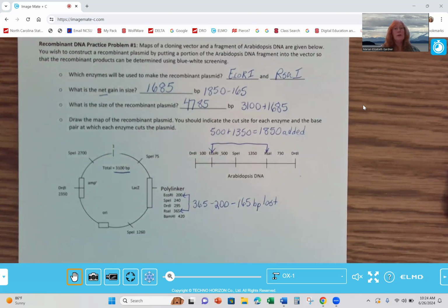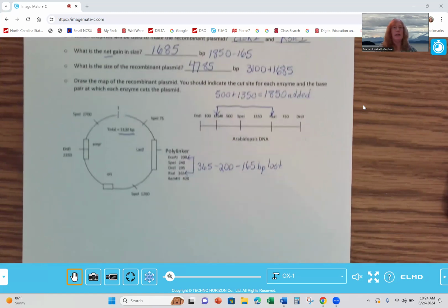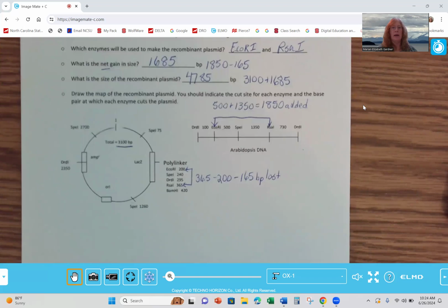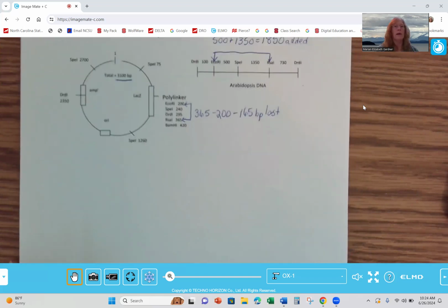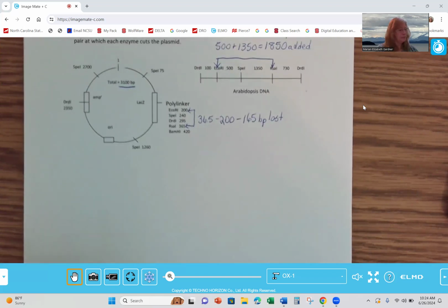Now this last one is going to take a little bit longer. It says, draw the map of the recombinant plasmid. Indicate the cut site for each enzyme and the base pair where each enzyme cut. So let's see if I can slide this down. There we go. I think I have room to write here.